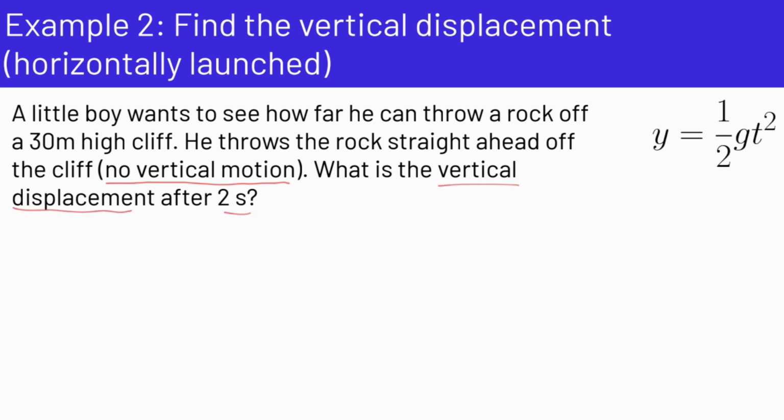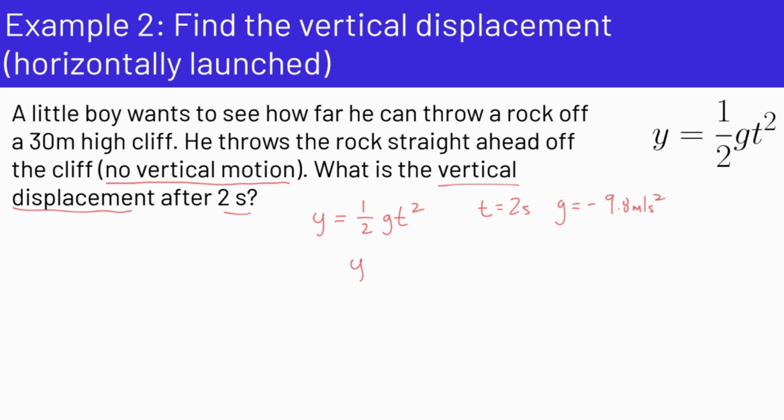after 2 seconds. Okay, so our equation I've got written up there in the corner is y equals 1/2 g times t squared. So our t here is 2 seconds. Our g is a constant. It's always negative 9.8 meters per second squared.